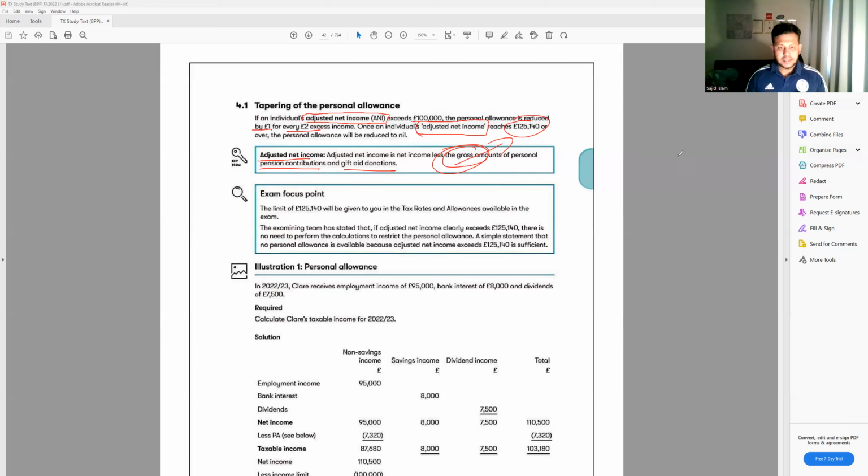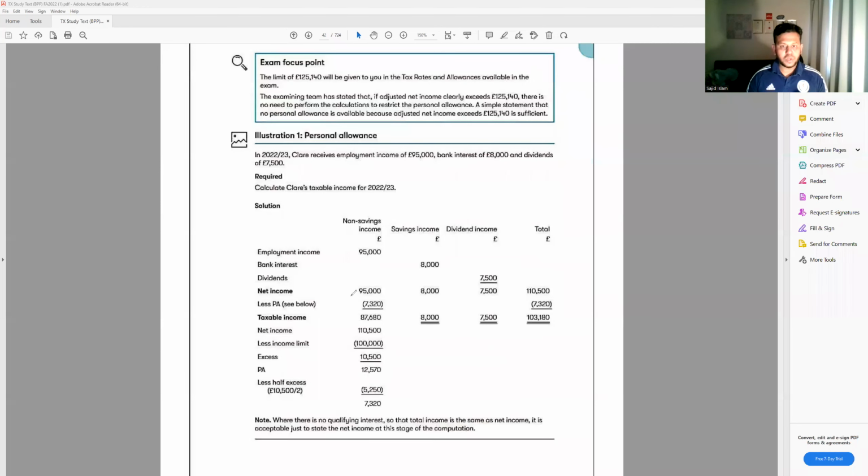All right, so let's have a look at one illustration. In 2022/23, Claire received employment income, that's the non-savings income, of 95,000. Bank interest of 8,000, which is savings income. And dividends of 7,500, which is dividend income. Calculate Claire's taxable income for 2022/23. So we are calculating the taxable income here.